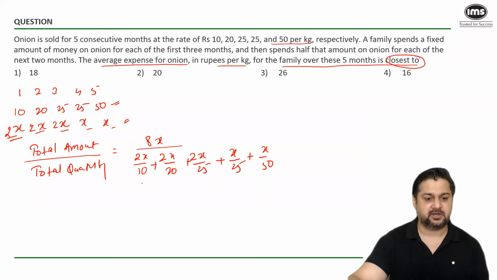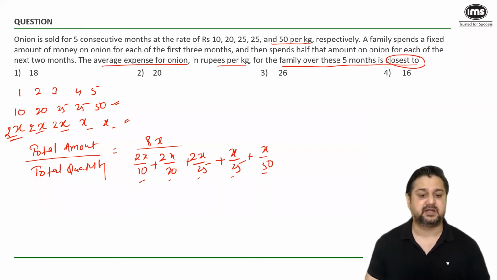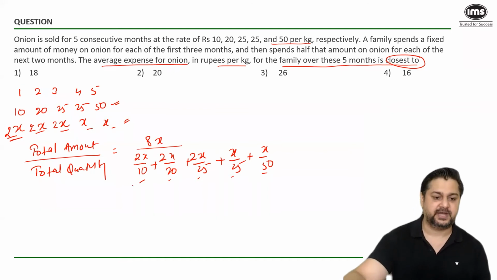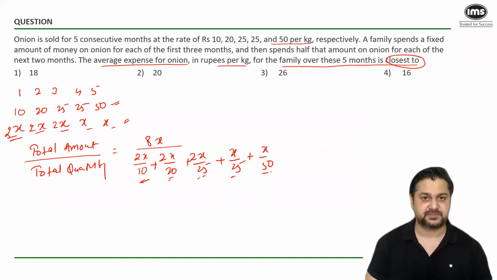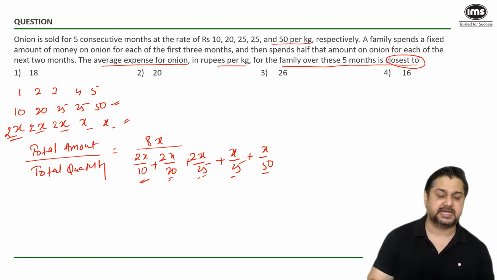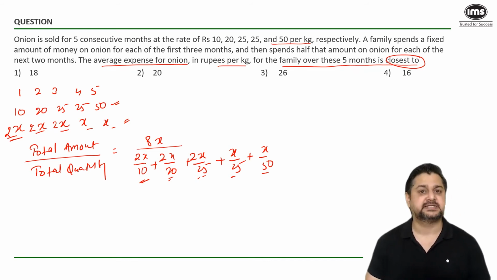Now, in all the fractions that you see in the denominator, the number in the numerator has to be divisible by 10, 20, 25, 25 and 50, right? So I'm at liberty to assume a particular value of x that makes the calculations easy. So it would be the LCM of 10, 20, 25, 25 and 50. If I take the LCM of these 5 numbers, I shall find the lowest number that is divisible by all these numbers. The LCM of 10, 20, 25, 25 and 50 is 100.